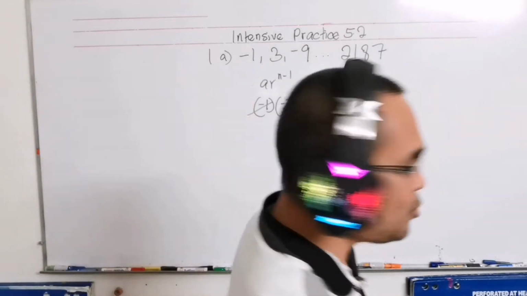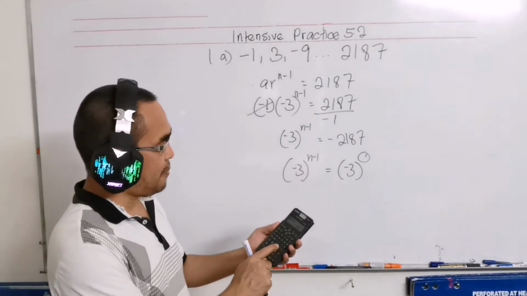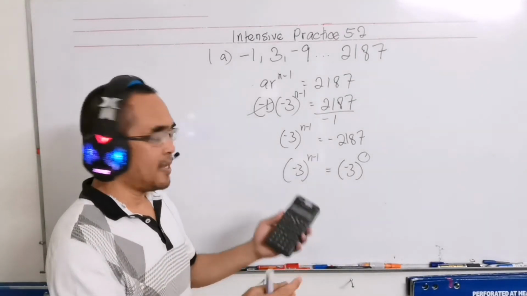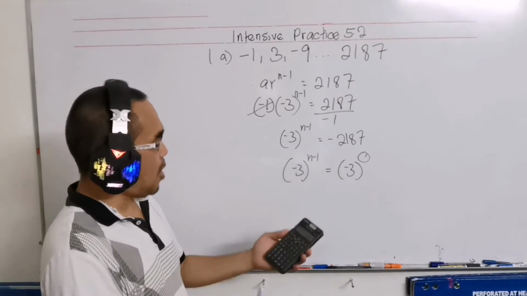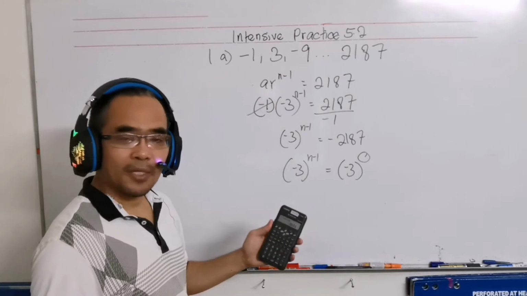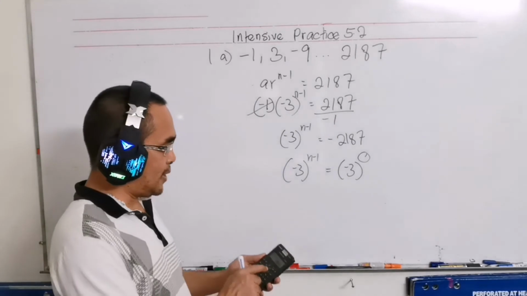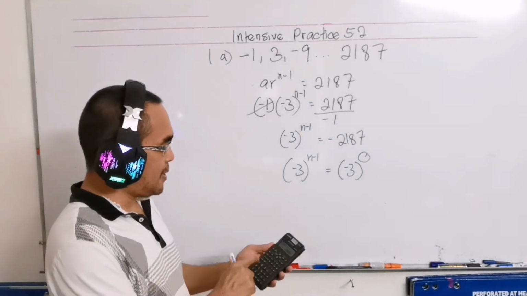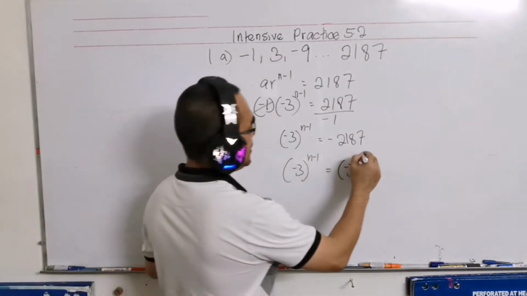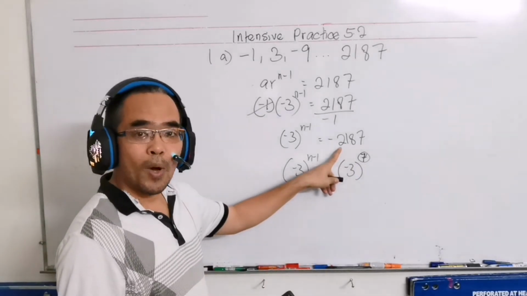So what you do, you just play with the calculator, make sure that you put negative 3 inside a bracket, and then try. For example, to the power of 9 is negative 19,000. What we are looking for is negative 2187 only. So let's try another number that is less than that. Then I put 7, and I got it here. Negative 3 to the power of 7 is negative 2187.